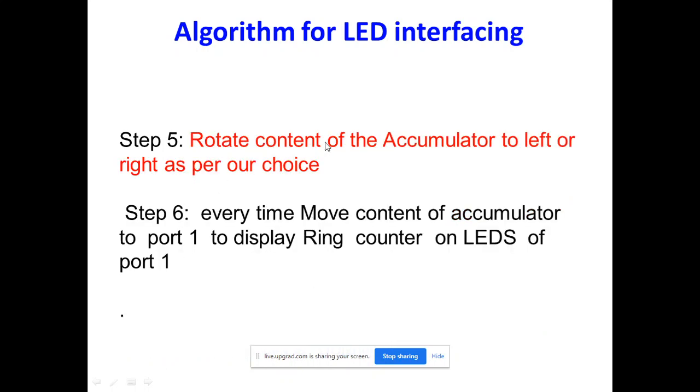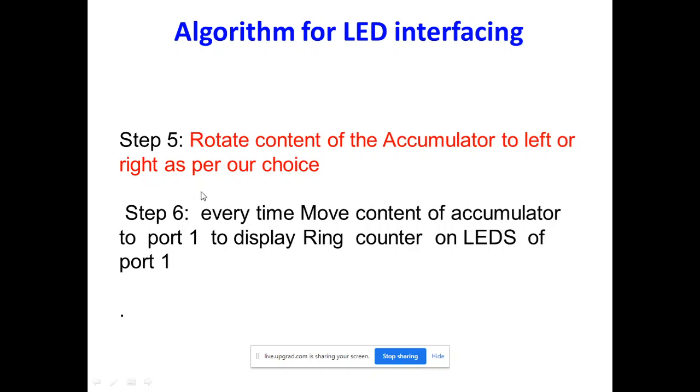Fifth step, rotate the content of accumulator towards left or right as per our choice. In that situation, my 1 is shifted towards left or right, and according to that the respective LED will turn on, and then that data is passed to the port. And then call the delay every time to display the ring counter on LEDs.